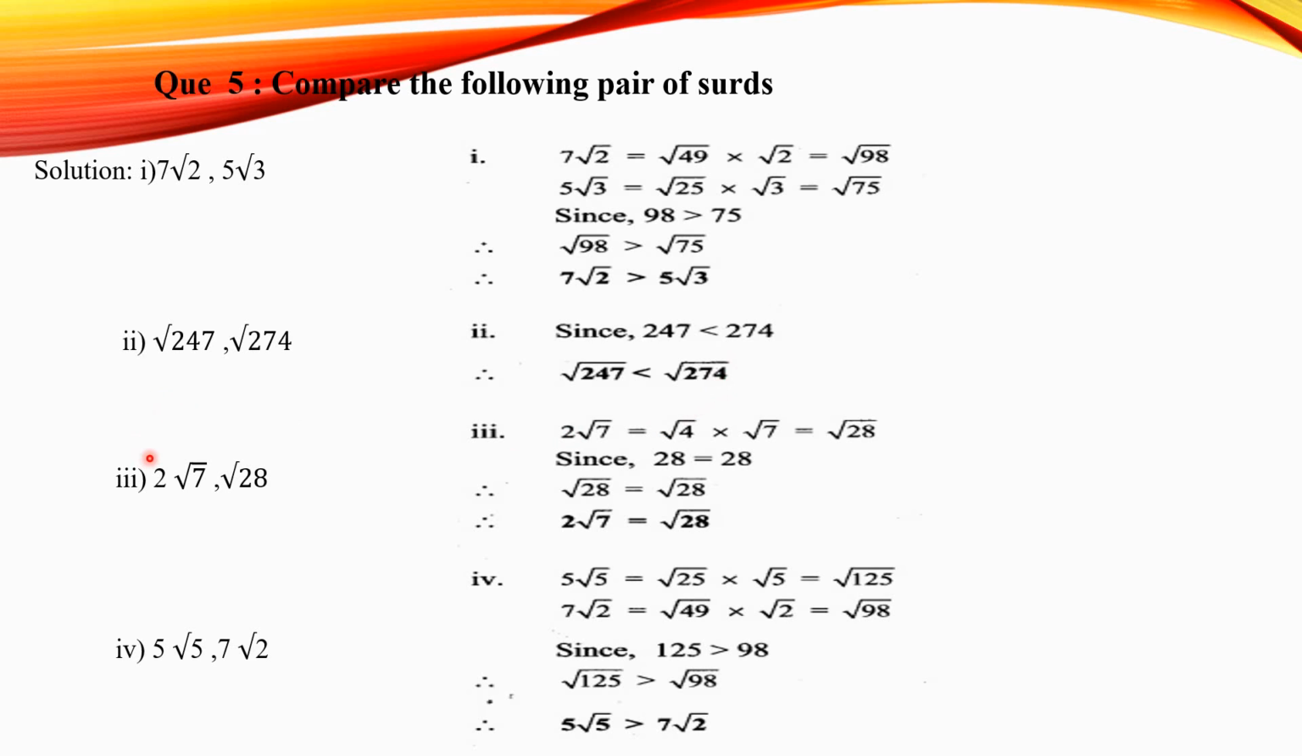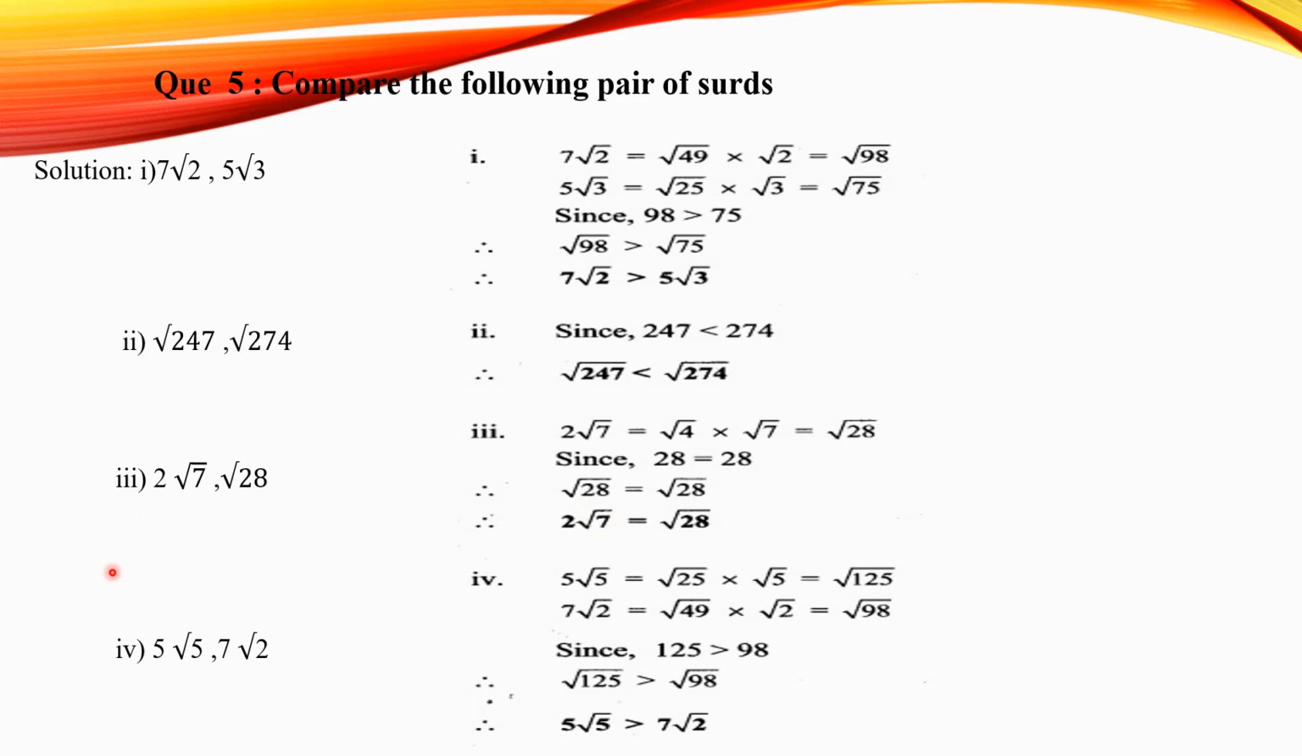Third question, 2 root 7 and root of 28. 2 root 7 can be written as square root of 4 multiplied by square root of 7, and that is equal to square root of 28. Now in both numbers we have 28 inside the square root. So 28 is equal to 28. Therefore, square root of 28 is equal to 2 root 7.